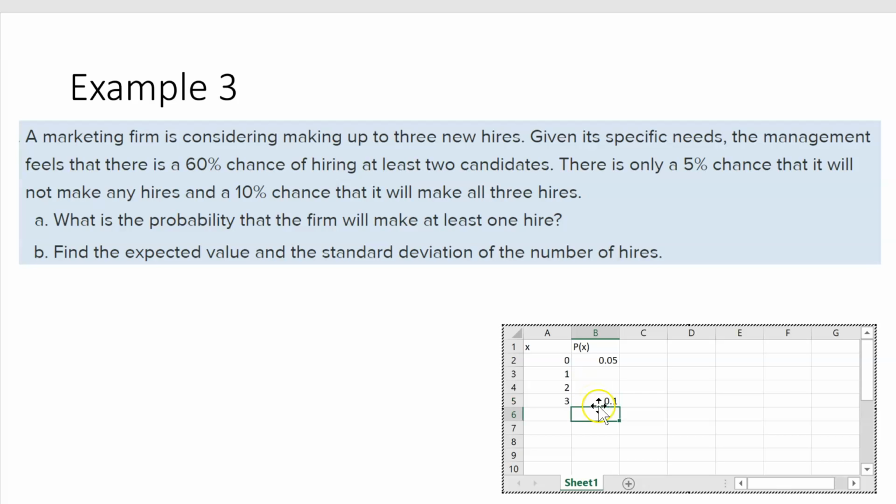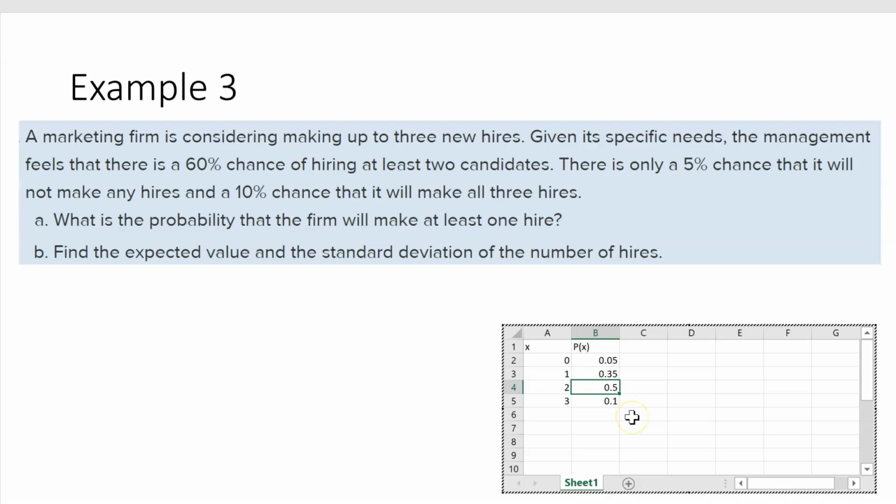And then let's think about this for a second. 60% chance of at least 2 candidates. At least 2 would be 2 or 3. So the sum of these 2 is 60%, which means this has to be 0.5. Now remember that the sum of all these needs to be 1. So this would be 0.65. So this missing 1 here is going to be 0.35.